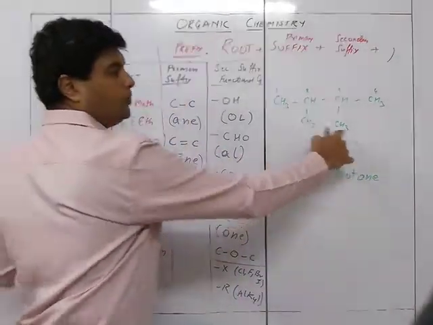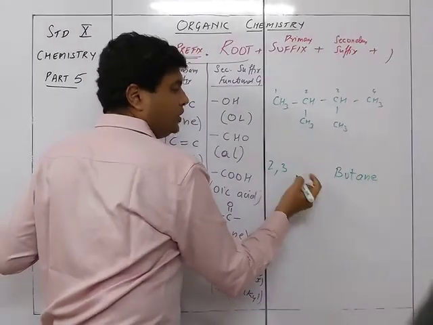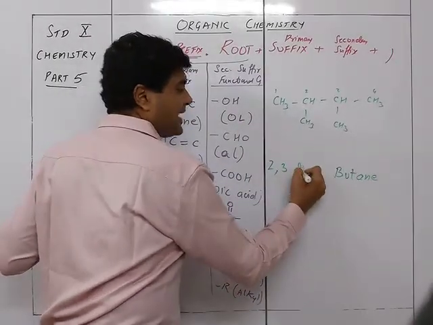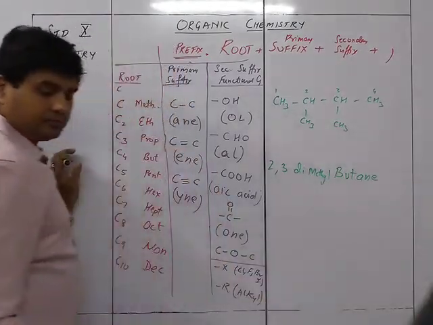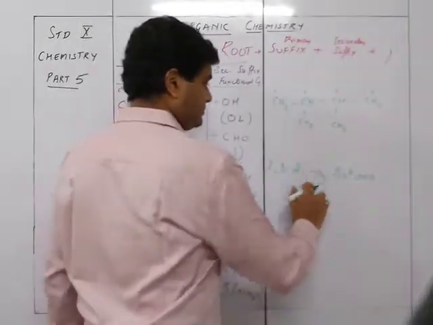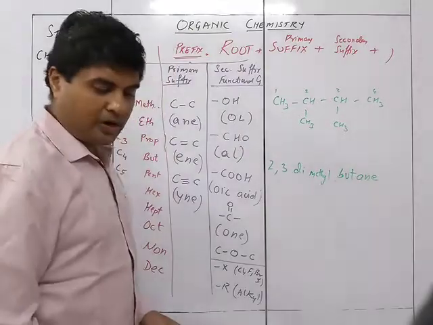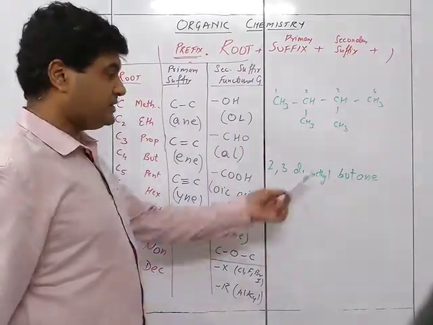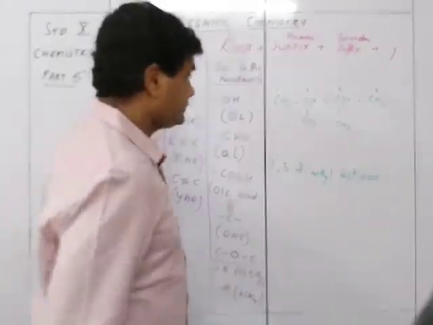You're having 2 methyls at 2 and at 3. So it becomes dimethyl butane. This will all be in small letters. I just have a habit of writing them that way, so it is always small letters. There will not be any capital letters in this particular thing. Okay. Let's see the next one.